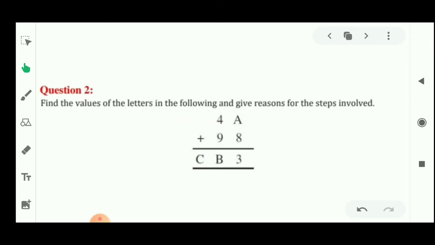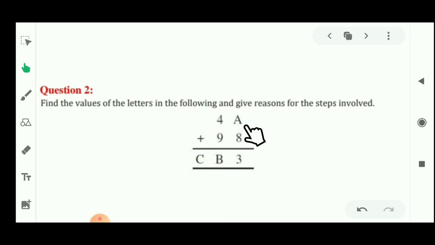Let's see question number 2. Similarly, we have to find out the values of A, B and C in this question. Let's put the value of A. If we put 1 here, that means 1 plus 8, which means 9, but here is the value 3, so we can't put 1 here. Similarly, if we assume 2, that means 2 plus 8, that means 10, so it should be 0 here, but here is the value 3, so we can't put 2 here also.